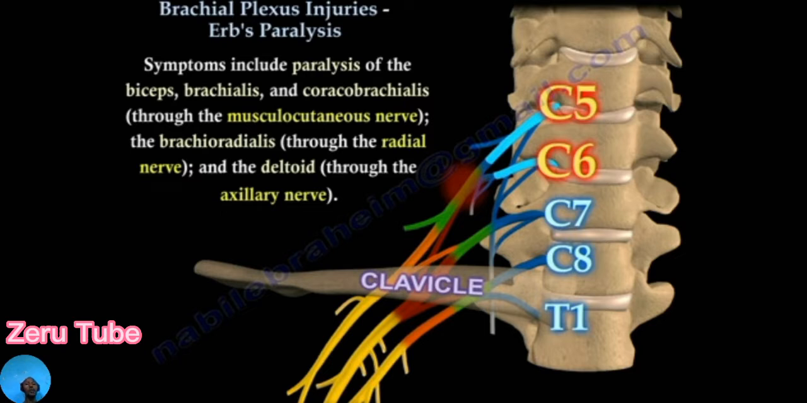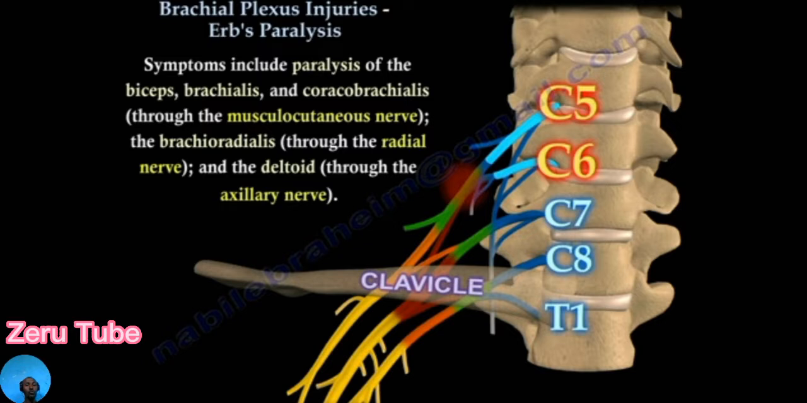The symptoms include the paralysis of the biceps muscle, the brachialis, the coracobrachialis, the muscles of the anterior compartment of the arm, mainly innervated by the musculocutaneous nerve, a nerve from the lateral cord. So if there is any patient who has injury at the level of Erb's point, the patient can have paralysis of those muscles, the biceps, brachialis, and coracobrachialis.